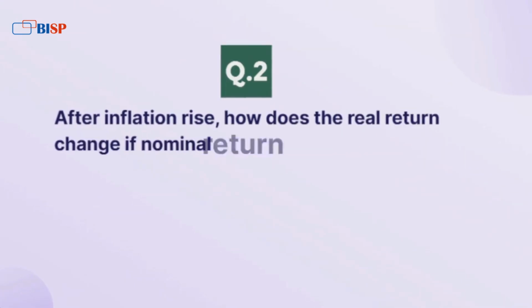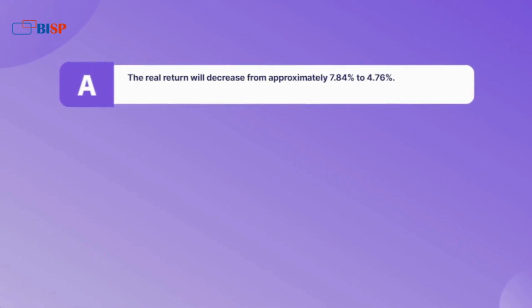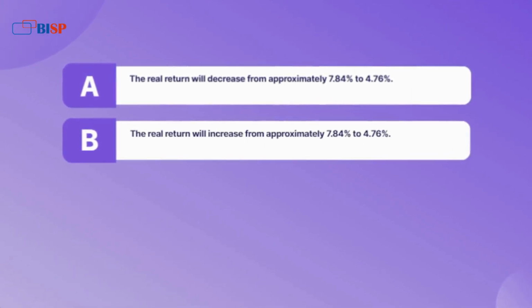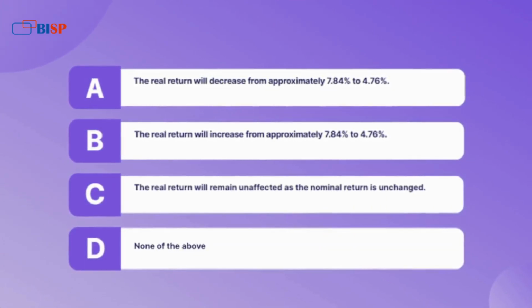After inflation rise, how does the real return change if nominal return stays the same? A. The real return will decrease from approximately 7.84% to 4.76%. B. The real return will increase from approximately 7.84% to 4.76%. C. The real return will remain unaffected as the nominal return is unchanged. D. None of the above.